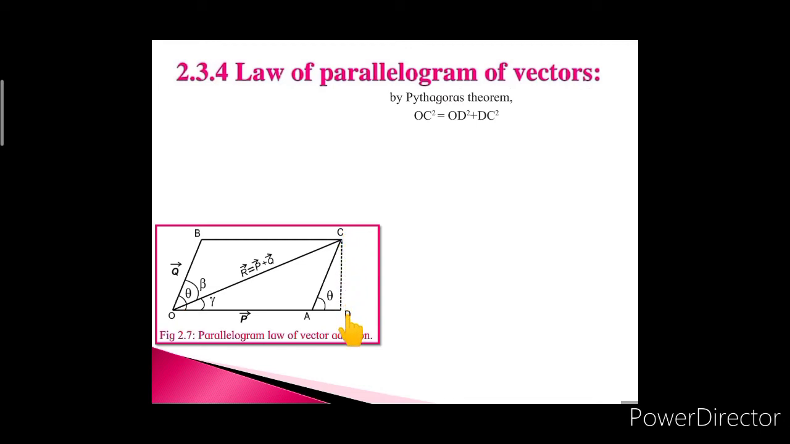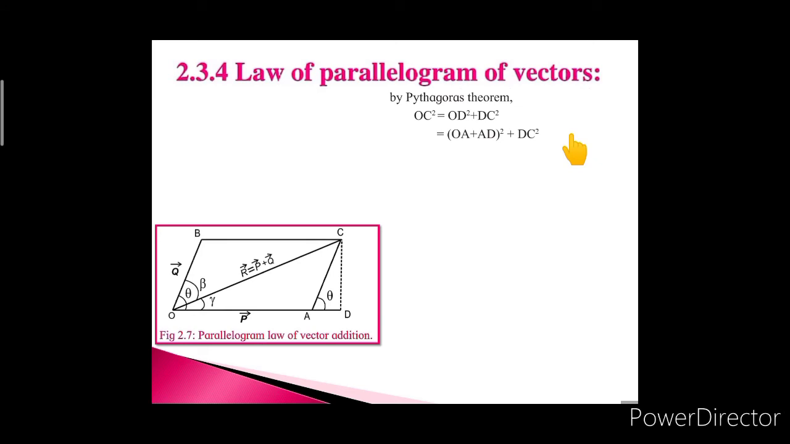By applying the Pythagoras theorem, we can write this equation. OD is the sum of OA and AD. So we can write OD square as OA plus AD the whole square. As OD square is there, we have to take the square of this summation. So we write OA plus AD the whole square, then plus DC square as it is.